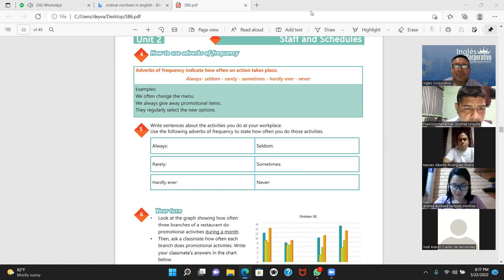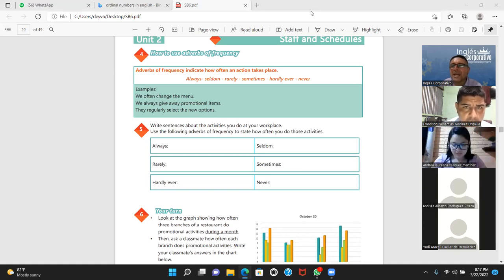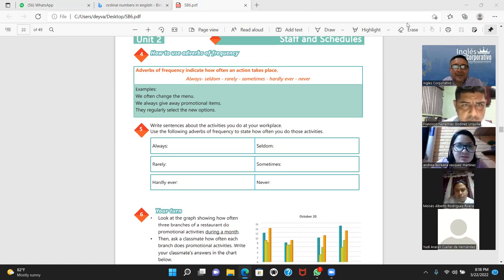So look at the examples. We often change the menu. We always give away promotional items. They regularly select the new options. ¿Qué tan seguido cambian el menú? According to the examples. ¿Qué tan seguido? Always. Often. Ahí dicen, we often change the menu.